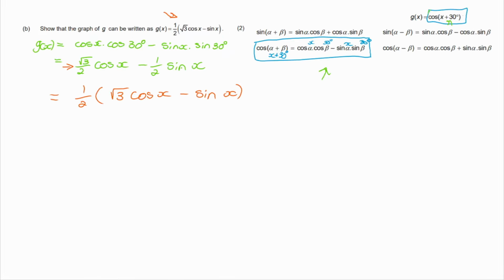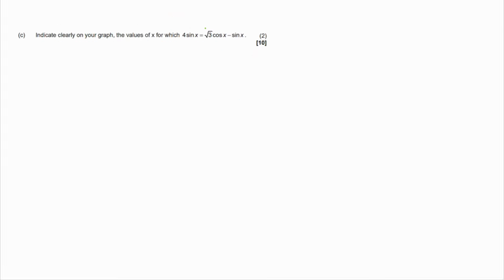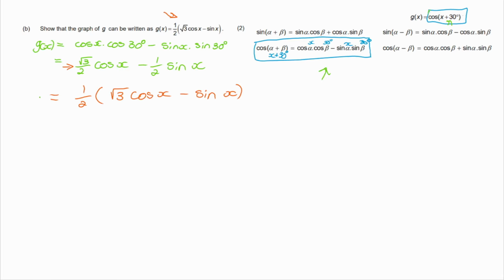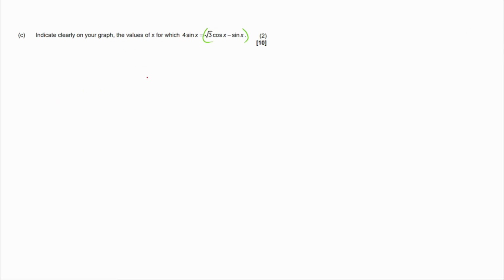But let's have a look. Where does this thing come about? You'll see that it comes about here. It's just without the half. But if you think, how do you get rid of this half in front? Well, you can just times this side by 2. But remember, if you times the right by 2, you have to times the left by 2.